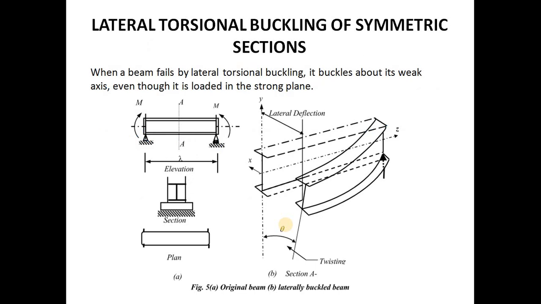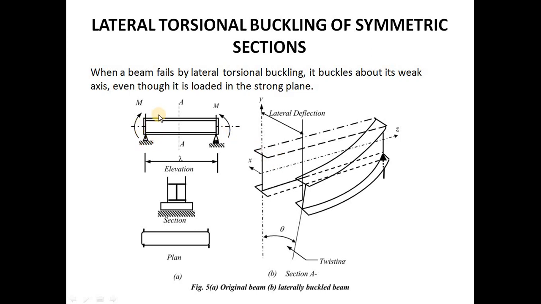Okay, now lateral torsional buckling of symmetric sections. When a beam fails by lateral torsional buckling, it buckles about its weak axis. You can see here, in this case, the I section is there and the weak axis is x axis and the strong axis is y axis. Sorry, it's a reverse thing. The weak axis is actually y and the strong axis is x.